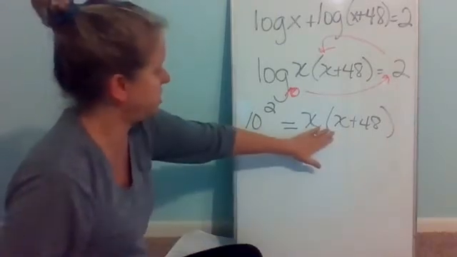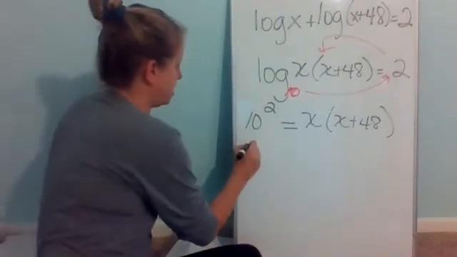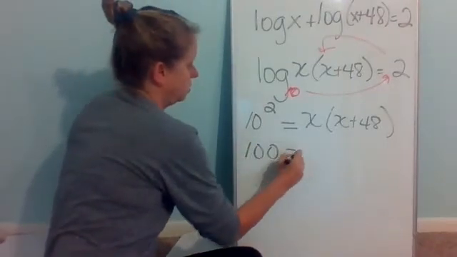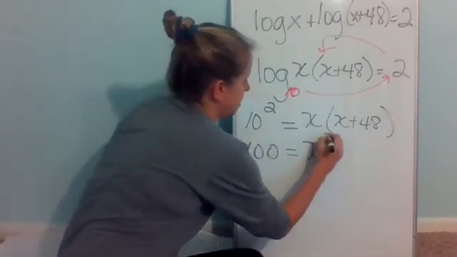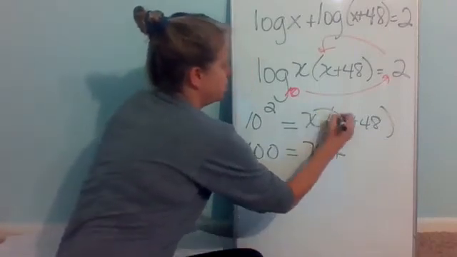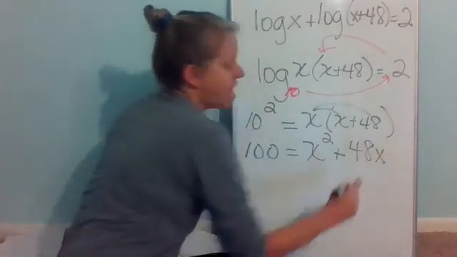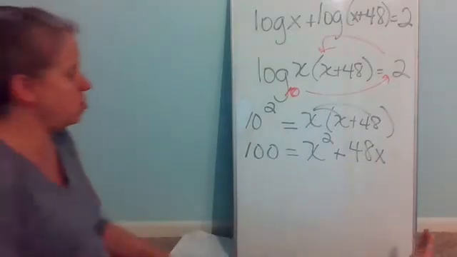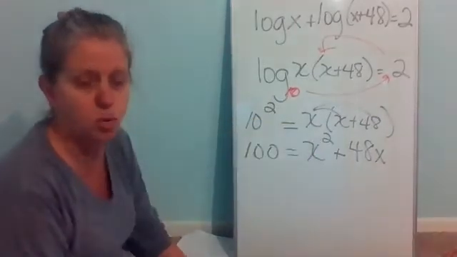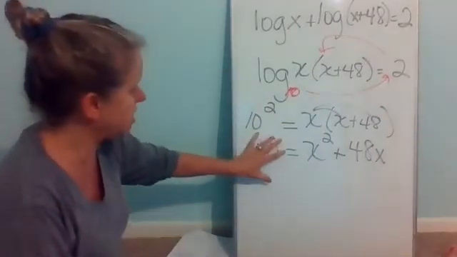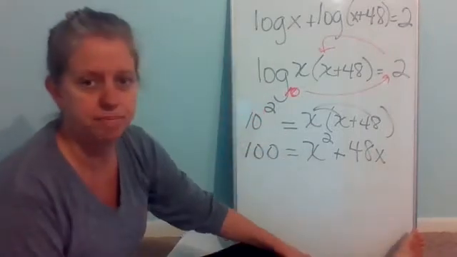Let's remove these parentheses by distributing this x and rewriting 10 squared as 100. So 100 equals x times x is x squared plus x times 48 is 48x. Now we've got something new here. We're solving a quadratic, right? X squared means quadratic, which means I need to get all my terms on one side.